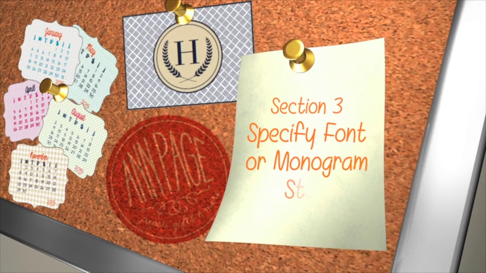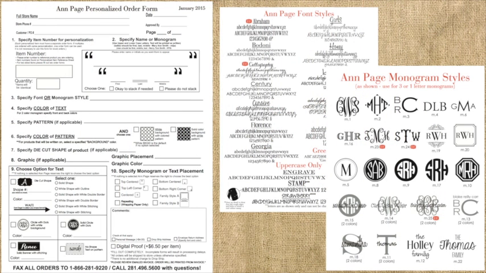Section 3. Specify font or monogram style. Write the font style or monogram style on this line. If you are printing text only, choose a font style. For example, Bodoni. If you are printing a monogram, choose a monogram style. For example, M14.